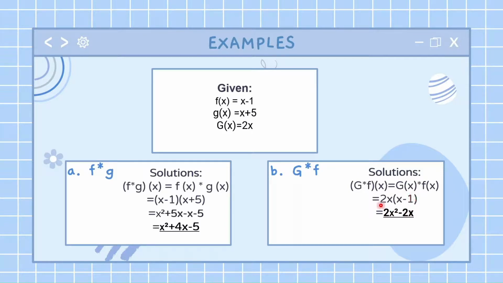Now, this is very easy. All you have to do is distribute the first function here. So 2x, just distribute this to the quantities in the parentheses to get the answer. So 2x times x, that would give us 2x squared. 2x times negative 1, that would give us negative 2x. So the final answer for 2x times x minus 1 would be 2x squared minus 2x. Very easy if you follow the right steps.